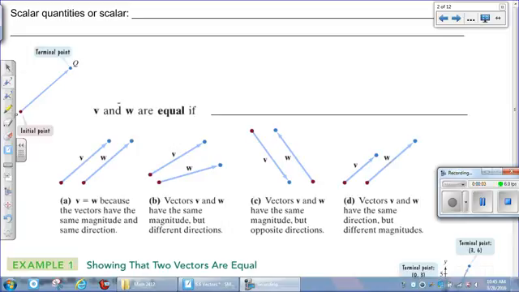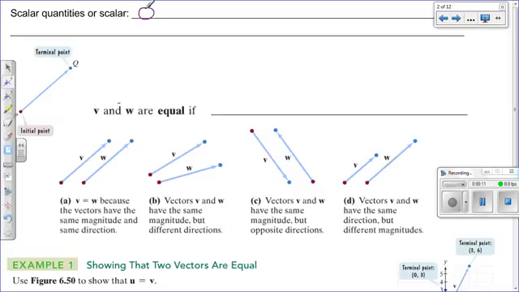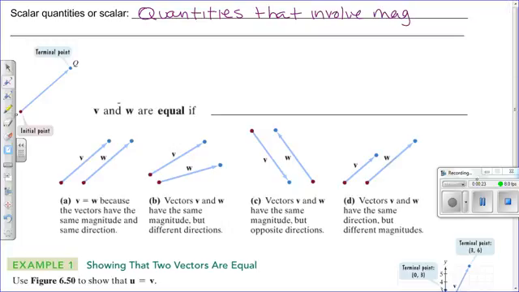This video will cover section 6.6, vectors. So we're going to write the first definition: scalar quantities, which are quantities that involve magnitude but no direction. As Ruben read for us earlier, a scalar has only a numerical value.